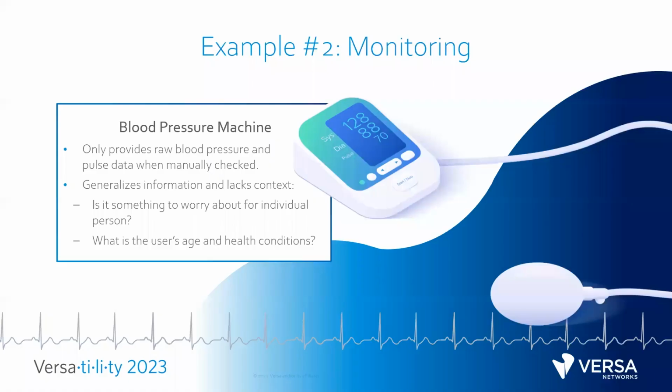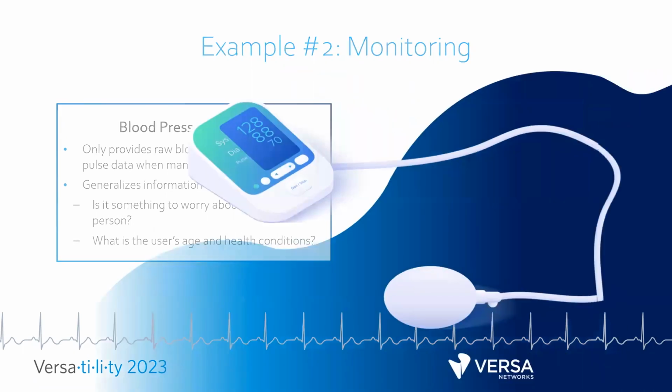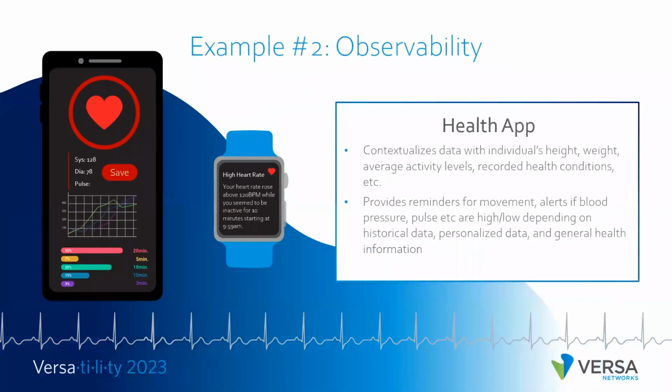Now let's take another example. In this case, there is a blood pressure machine which typically will tell you your raw values: your systolic and diastolic pressure values, your pulse rate, etc. It does not have context. It does not take into account the user's age, health conditions, or any other information. But if you were to contextualize these raw values with the user's height, weight, activity level, and health conditions, it can provide you much more actionable information.